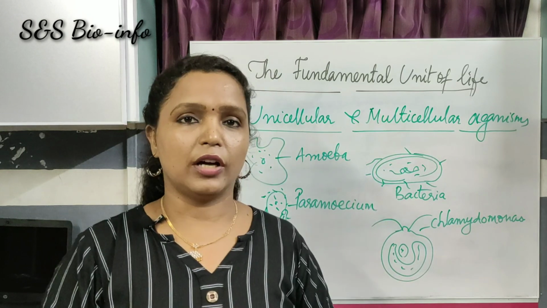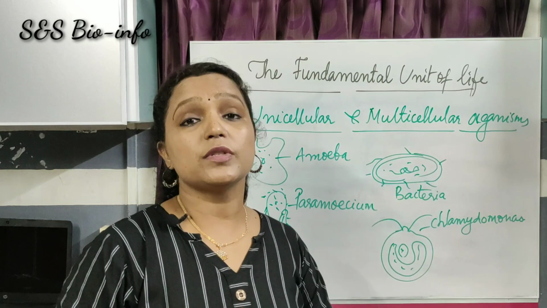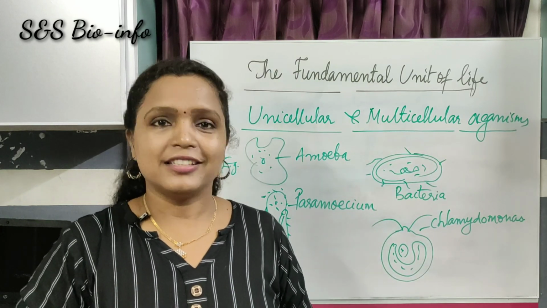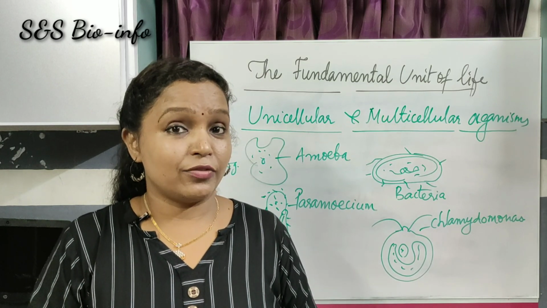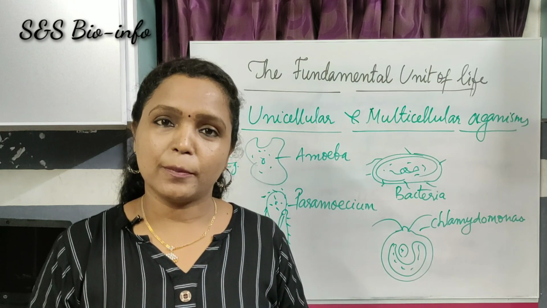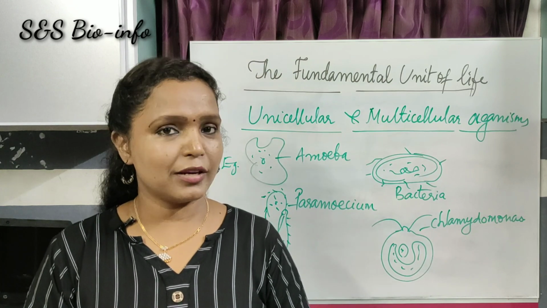Then multicellular organisms. Multi means many. Such organisms are made up of many cells. For example, plants, animals, and human beings. Our body consists of various organs and organ systems. Similarly, a plant is made up of many types of tissues such as simple tissues and complex tissue.